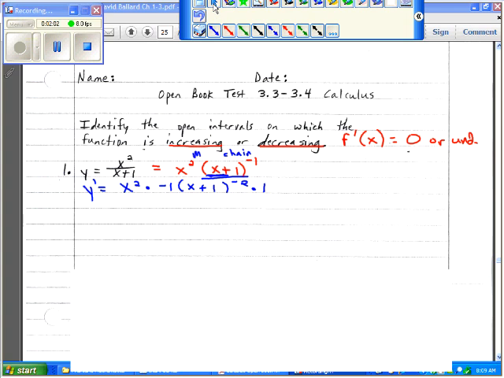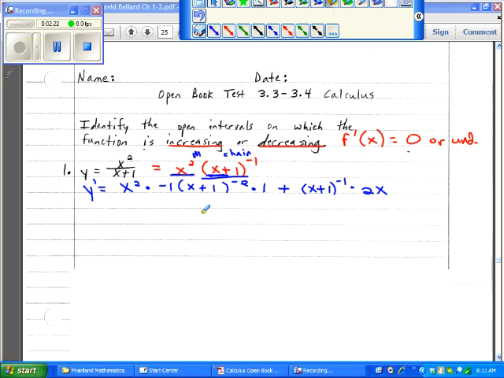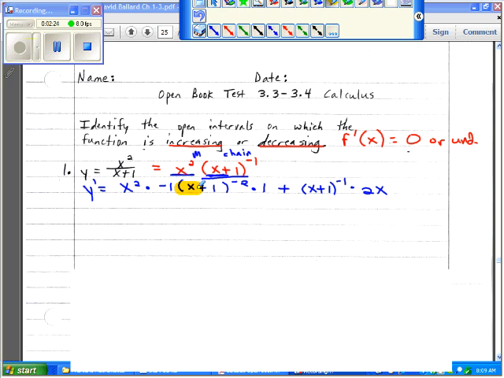Now that's just the first half. That was first times derivative of second. So now we have plus the second, which would be x plus 1 raised to the negative 1 times the derivative of the first, and the derivative of the first would be 2x. Okay. Now, we take the opportunity here to factor out common factors, and we have an x plus 1 that we see that appears twice.